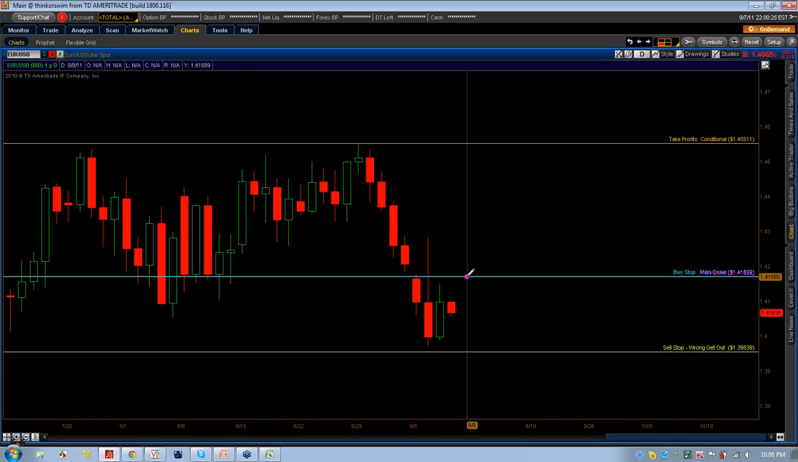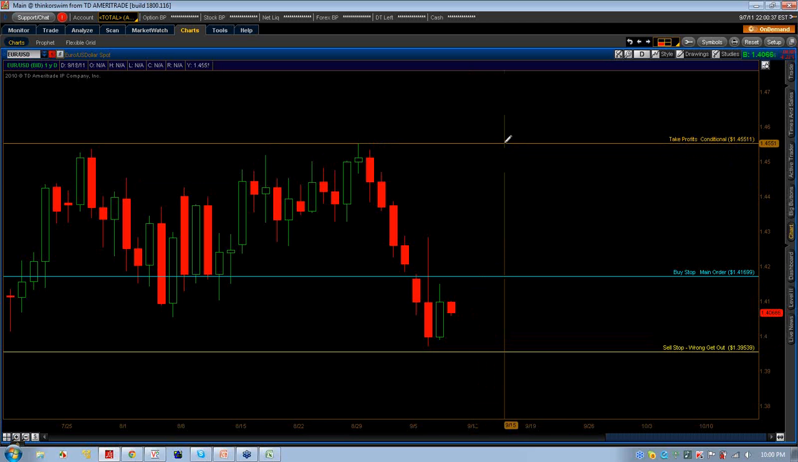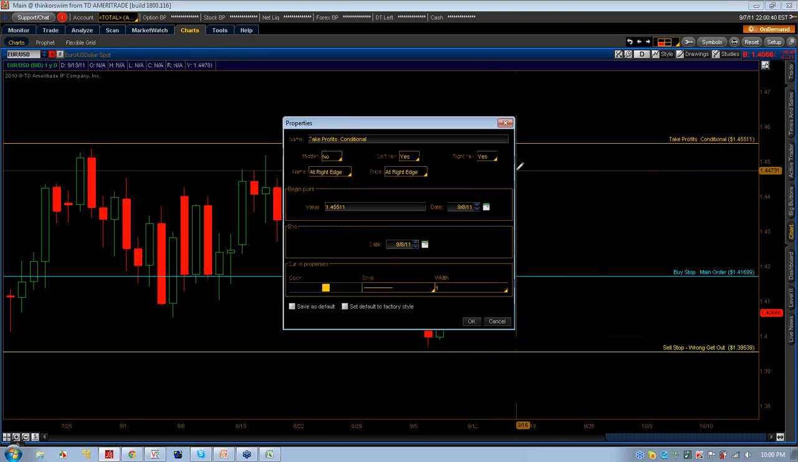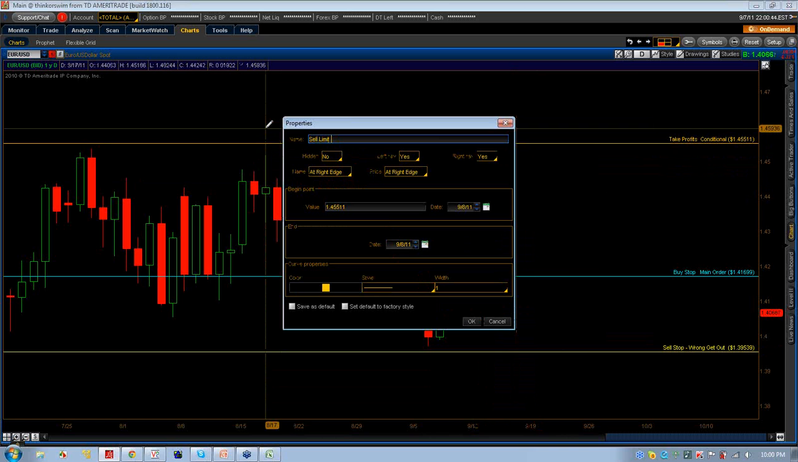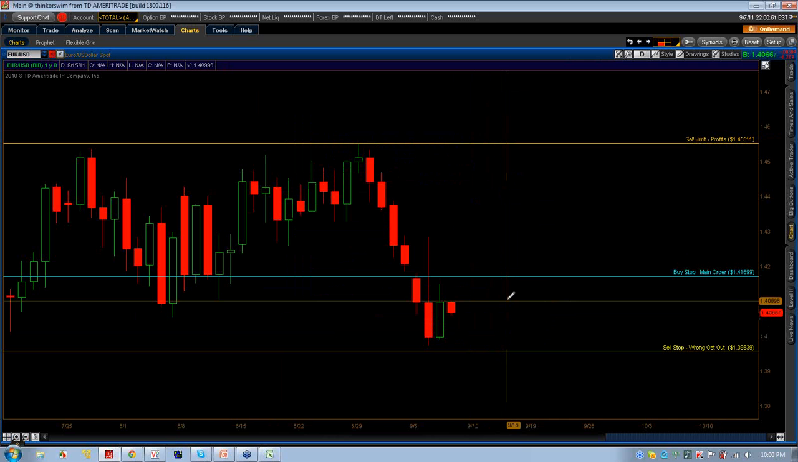Okay. And now here's the part that's confusing. The place that we get out when we're wrong is called a stop too. The price that we get out when we're profitable is called a sell limit. So this is where it gets confusing. These limits, stops, and all this stuff get confusing. Here's the thing to remember.